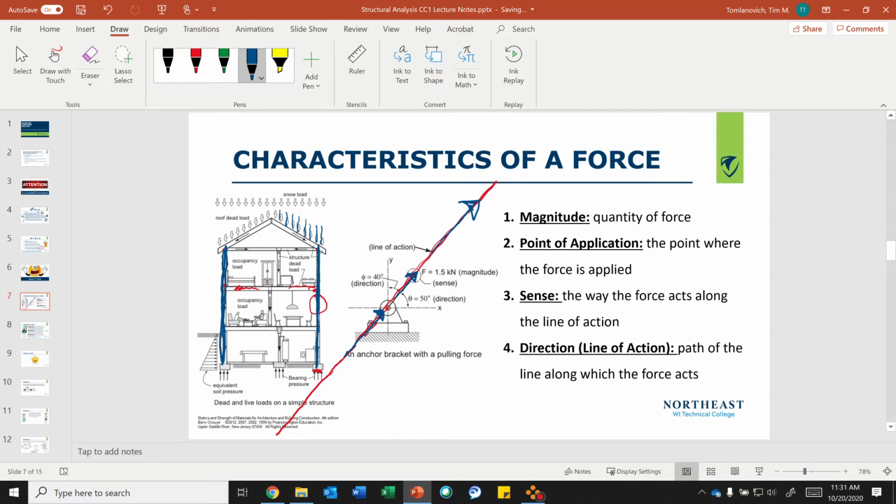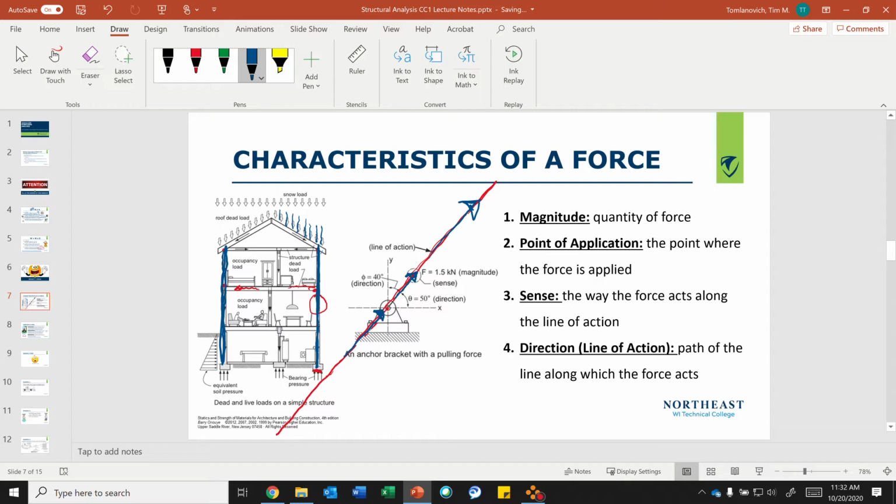Basically, this roof load, it's called the principle of transmissibility. We can take this roof load and transfer it all the way down to the footing, because the footing is actually holding up the roof load. It's just because the line of action is the same.